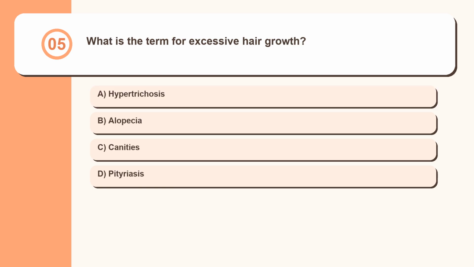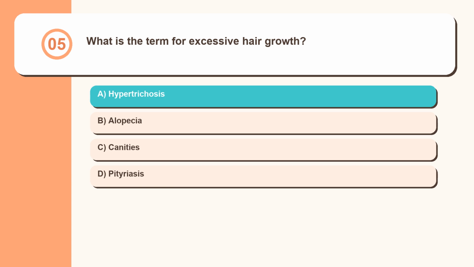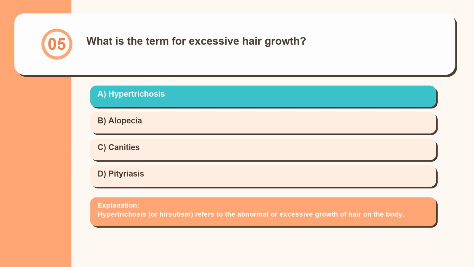Question 5. What is the term for excessive hair growth? Hypertrichosis, alopecia, canities, pityriasis. Hypertrichosis, or hirsutism, refers to the abnormal or excessive growth of hair on the body.